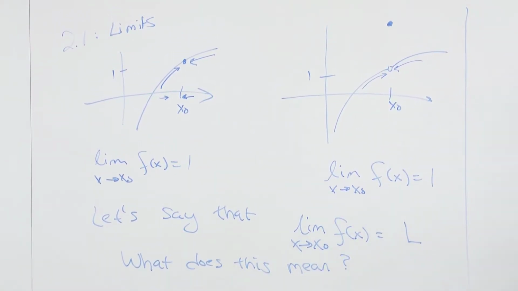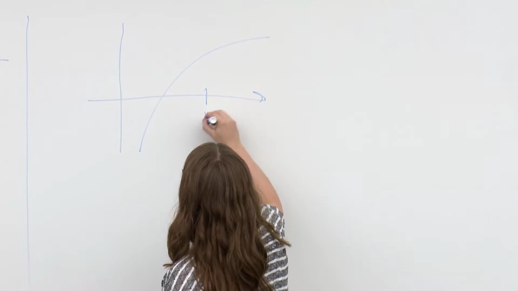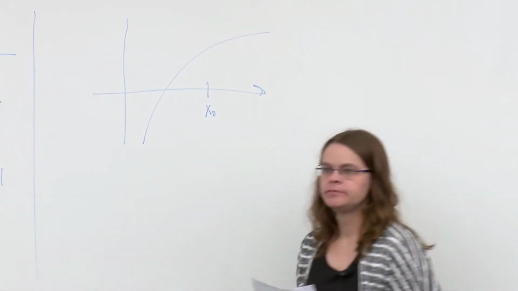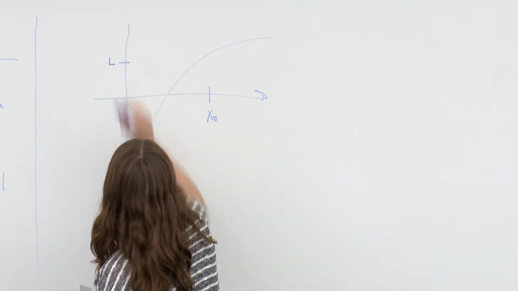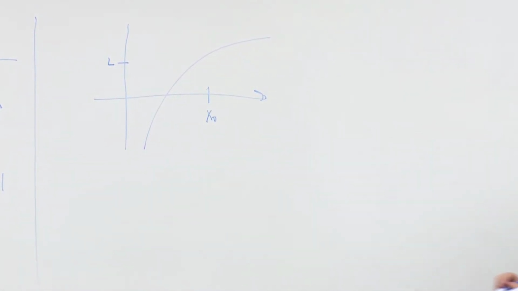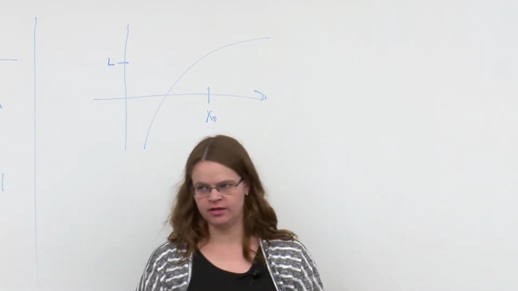OK, so let's draw another picture. OK, so let's say here's x naught. Here, this looks like it's probably my L. OK, we may or may not ever reach the value of L. In this picture we do, but we don't have to. But what do we expect? We expect we can get arbitrarily close.